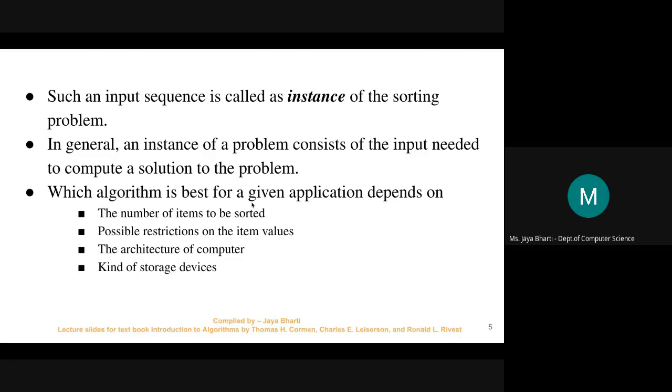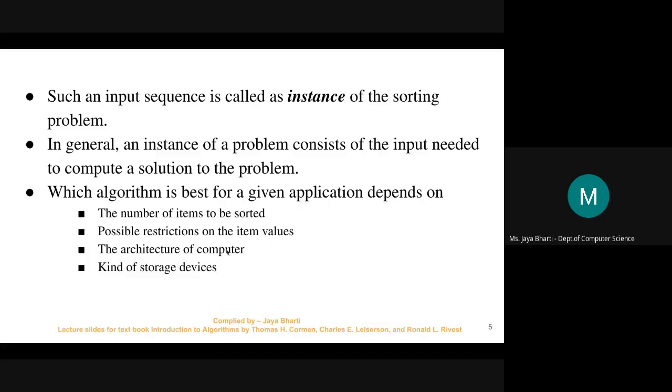Which algorithm is best for a given application depends on multiple things. We don't know which method or which sorting technique to use. In this example, we need to sort a particular set of numbers into increasing order, so we need to check a number of things, such as the number of items to be sorted, because it is possible that an algorithm which is good for a small number of elements will not be well suited for a large number of elements. According to the number of items, you need to identify which technique to use, and also consider possible restrictions on the item values.